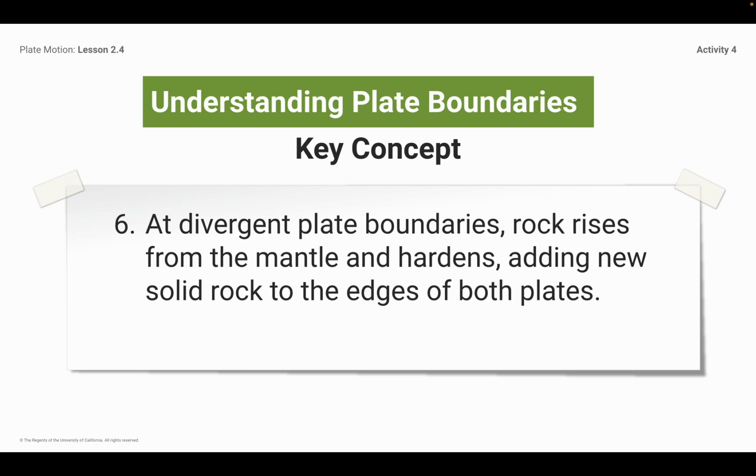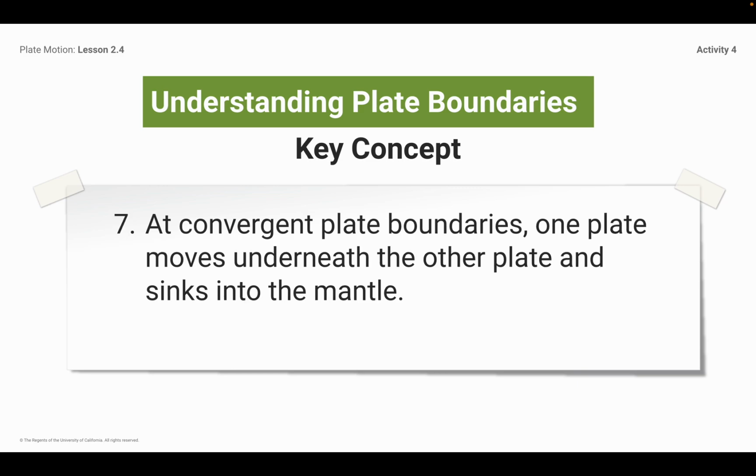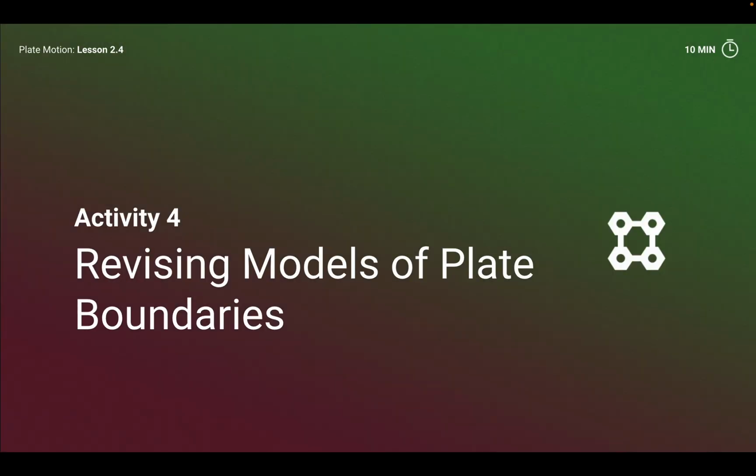Key concept number 6 discusses what happens at divergent plate boundaries. At divergent plate boundaries, rock rises from the mantle and hardens, adding new solid rock to the edges of both plates. Key concept 7 says at convergent plate boundaries, one plate moves underneath the other plate and sinks into the mantle. Now, there's one last thing I want to do.